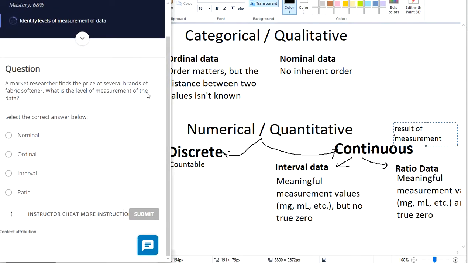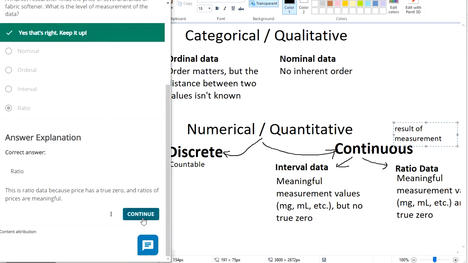A market researcher finds the price of several brands of fabric softener. What is the level of measurement of their data? It's price. So that's a number. You could calculate a mean price for fabric softener. So that means it sounds quantitative because it's numbers we can do some arithmetic with. Is there a true zero? $0 means no price. So there is a true zero. This sounds like ratio data.